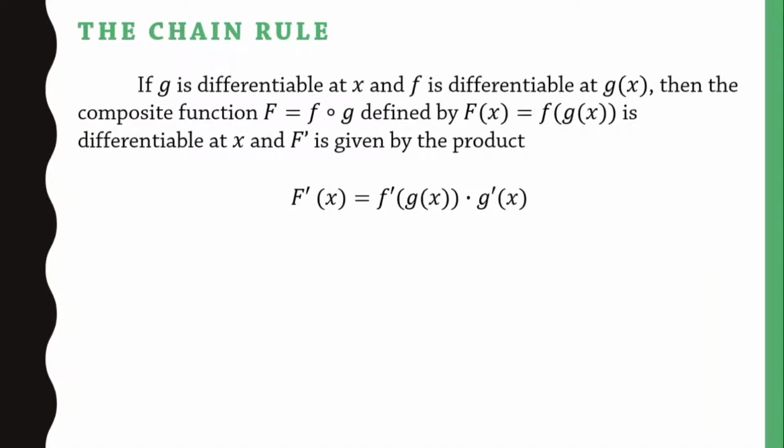The chain rule states that if g is differentiable at x and the function f is differentiable at g of x, then the composite function f composed of g, defined by f of x is equal to f of g of x, is differentiable at x, and f prime, or the derivative of f, is given by the product f prime of x is equal to f prime of g of x times g prime of x. Now, to make this definition clearer, let us have some examples.